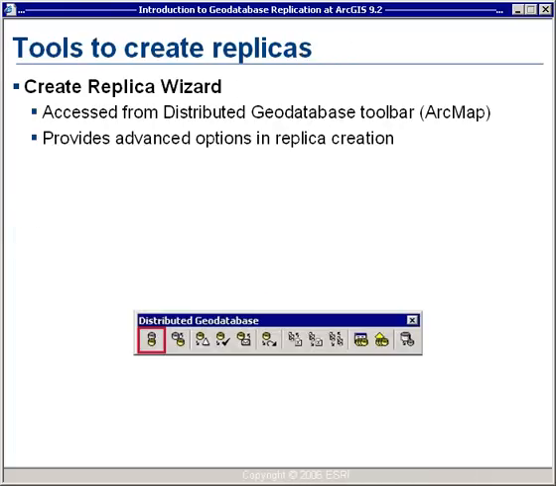Now let's discuss the different tools that we have available to use when creating replicas. First, we have the Create Replica Wizard. This wizard is accessible from the Distributed Geodatabase toolbar available in ArcMap. The wizard supports a range of default and advanced replication options that will allow you to customize the replica you're creating. The Create Replica Wizard is our recommended way to create your replicas because of these advanced options it offers. And during our next software demonstration, I'll be showing you the Create Replica Wizard and some of these options.